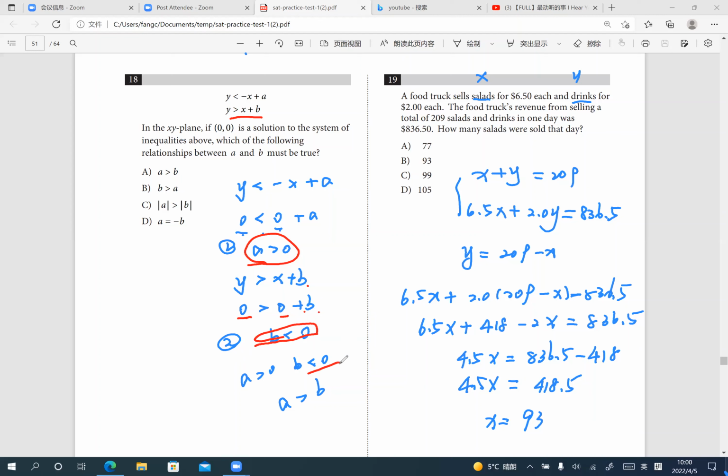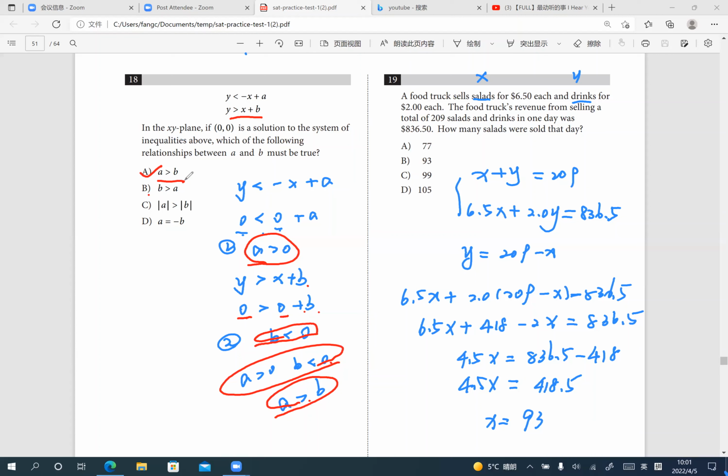Now we have the conclusions a is greater than 0 and b is less than 0. Therefore, we can have our final conclusion: a is greater than b. So only option A is accurate. Options B, C, and D might be correct, but they are not as accurate and as positive as option A. So we should choose option A, question 18.